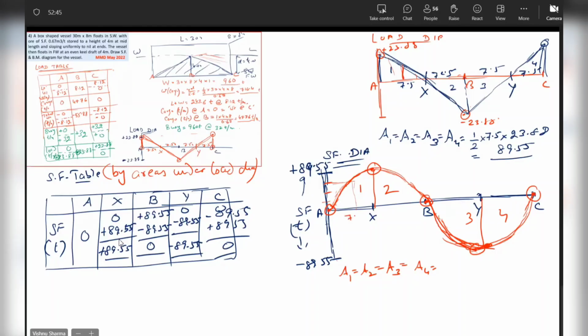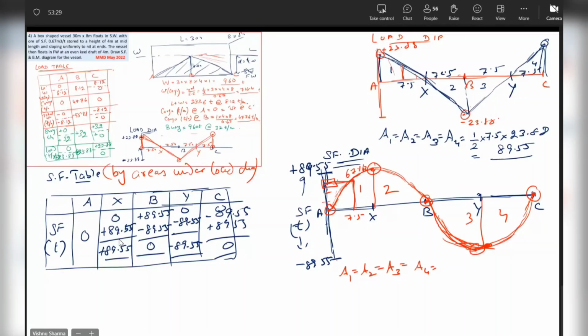This AX is 7.5. If I take a middle ordinate, this will be 75%. I can take the exact value, because I know it will be 75% of 89.55. Otherwise, you can read from the graph, it doesn't make a difference. What will be 75% of 89.55, beta? 89.55 into 0.75, how much does it come to? 67.163. Obviously, when you read from the graph, the best you can read is 67. Otherwise, somebody will read 65, somebody will read 70. Correct, beta? Am I right?